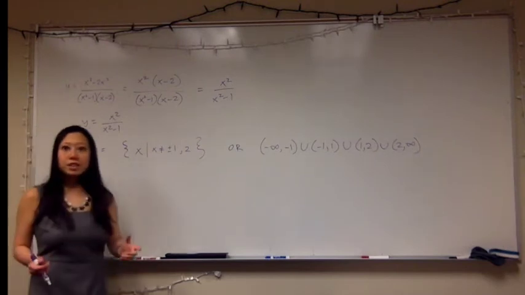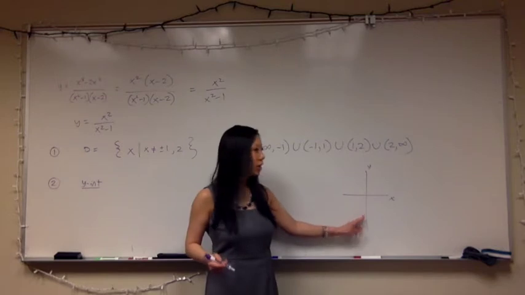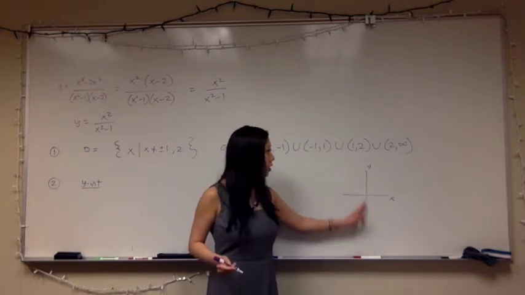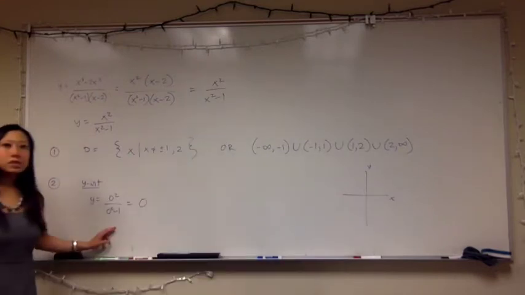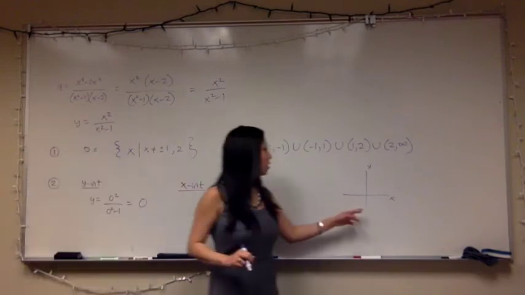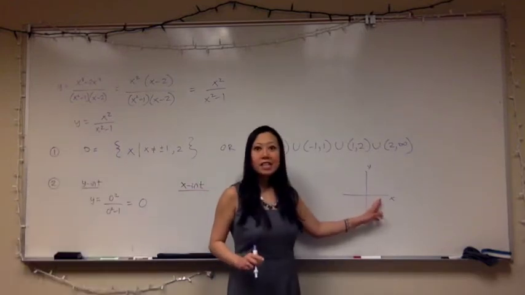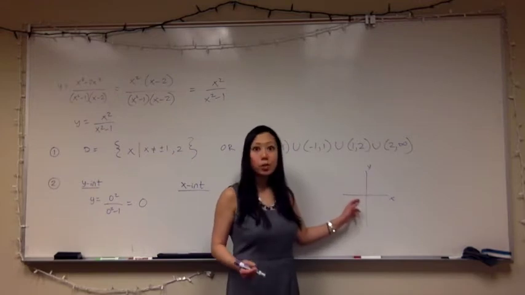Step 2, we find the intercept. If I want to find the y-intercept, that's where it crosses the y-axis. So I look at where x equals 0, because along the y-axis, that's where x equals 0. So if I plug in x equals 0, I just get 0. Now let's go ahead and find the x-intercept. If I want to find where it crosses the x-axis, I find where y equals 0, because along the whole x-axis is where y equals 0.